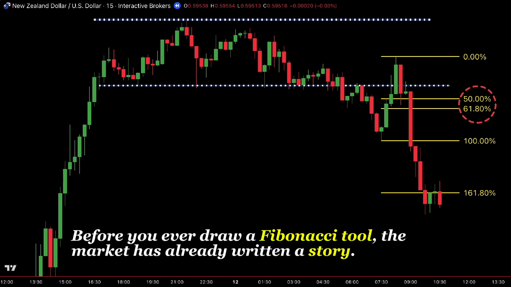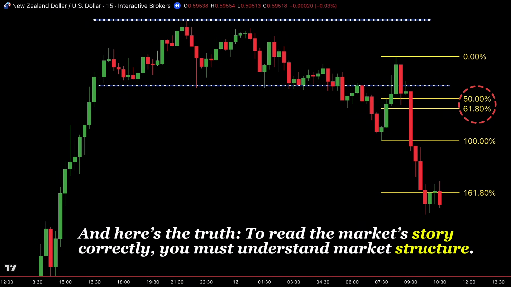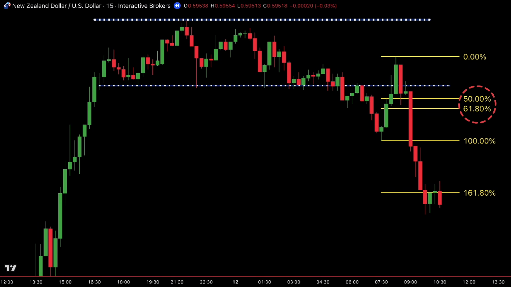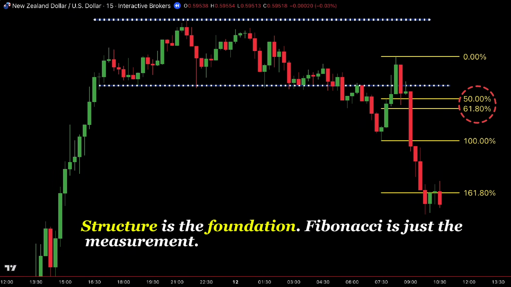Before you ever draw a Fibonacci tool, the market has already written a story, and if you misread that story, your Fibonacci levels become nothing more than colorful decorations. And here's the truth. To read the market story correctly, you must understand market structure. Without structure, every Fibonacci setup will fail eventually. No matter how perfect the levels look, structure is the foundation. Fibonacci is just the measurement.